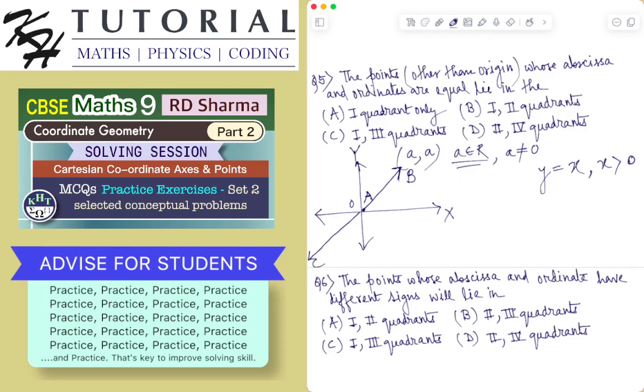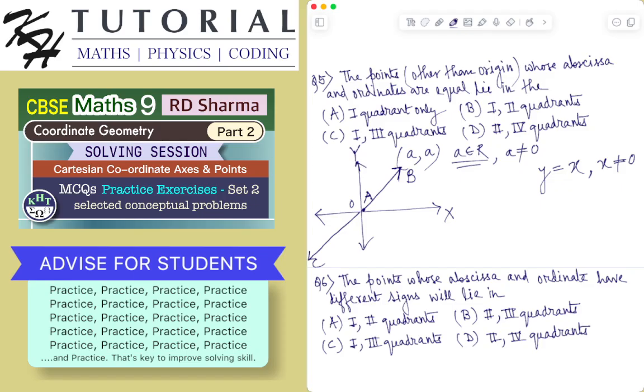So basically all the points that the question is asking about are the points lying on the line y equals x, but x is not equal to 0. The points that the question is asking about are the points lying on the graph y equals x, where x is not equal to 0. So in which quadrant will all those points lie?